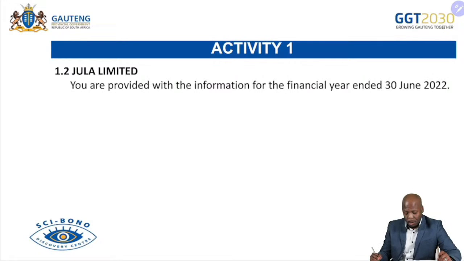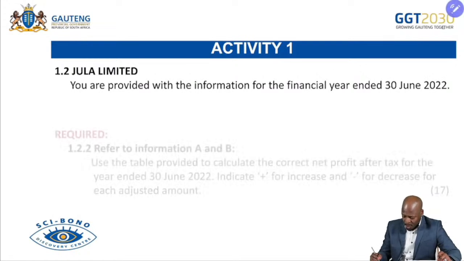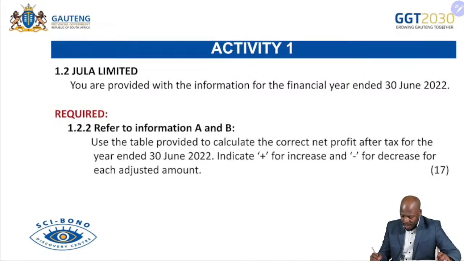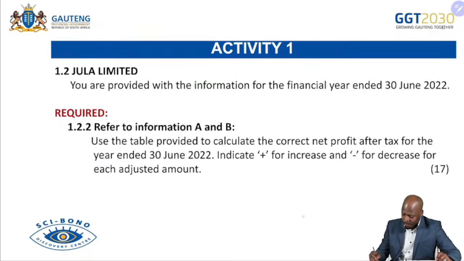All right, as you can see on your screen, it says you are provided with information for the financial year ended 30 June 2022, and then required. Refer to information A and B. Use the table provided to calculate the correct net profit after tax. So this is what I'm going to be focusing on. We want to be able to calculate the correct net profit after tax for the year ended 30 June 2022.